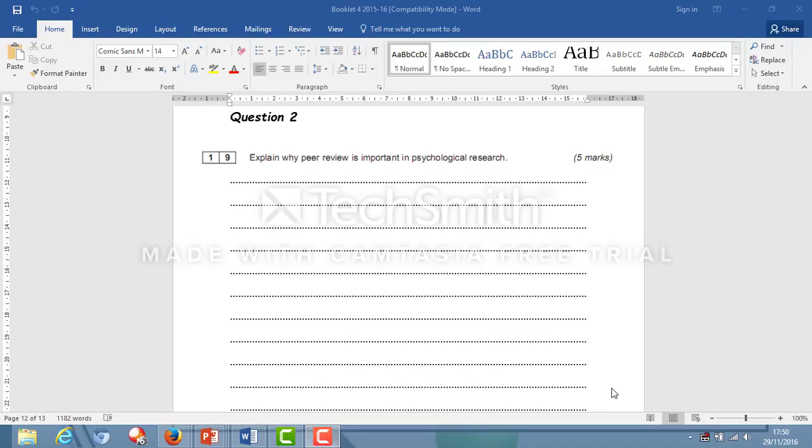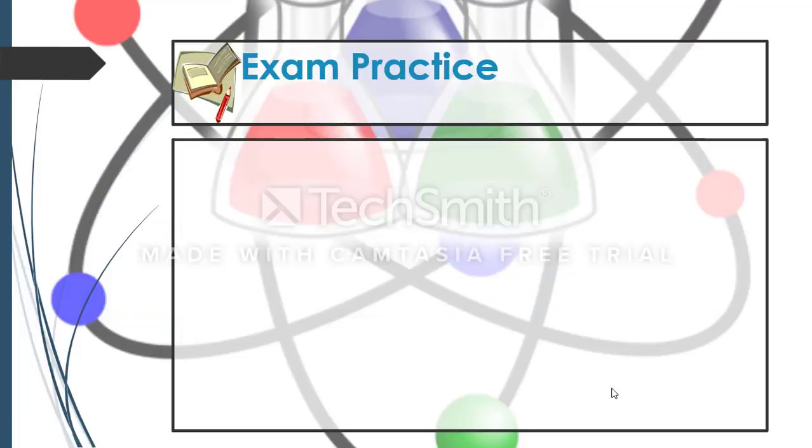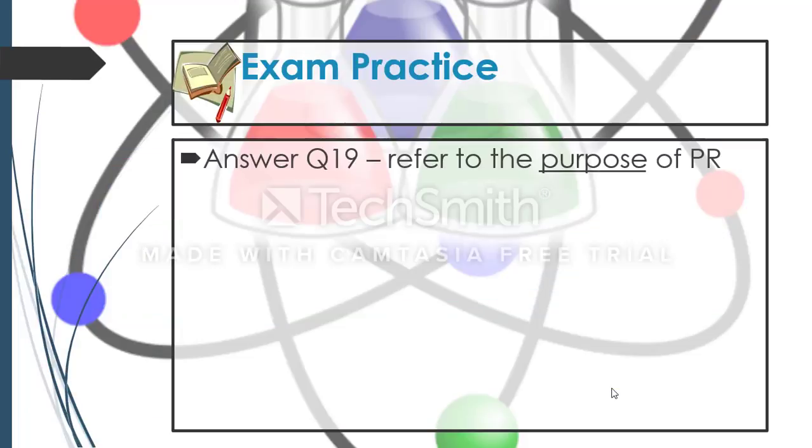Okay, now time for the second question. If you just scroll down from the one you've just done. Question 19 is explain why peer review is important in psychological research, for 5 marks. So if you now pause the video here and have a go at that on your own, you should be talking about the various purposes of peer review. See if you can remember any of the key terms from that mnemonic.